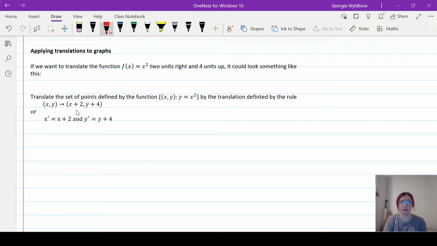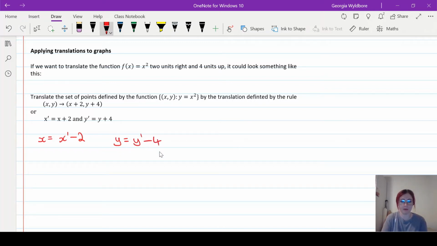It's by the translation defined by the rule (x, y) maps to (x + 2, y + 4), which could also be written as x dash equals x plus 2 and y dash equals y plus 4. So for each point (x, y), there is going to be a unique point (x dash, y dash) for this particular function. We can rearrange this translation to say that x is going to equal x dash minus 2. So we're just subtracting 2 from both sides, rearranging, and y is going to equal y dash minus 4.